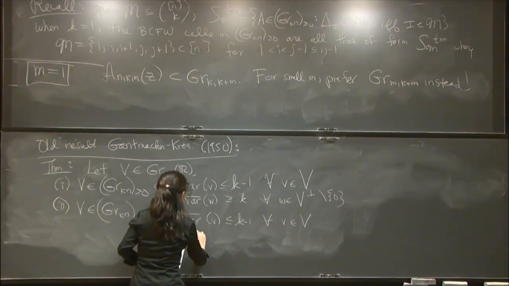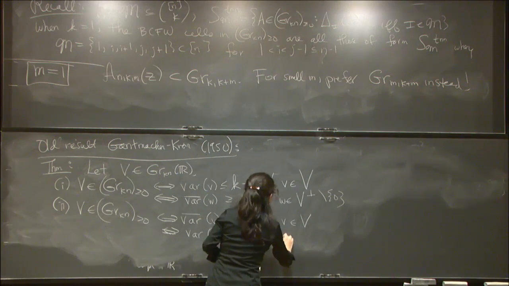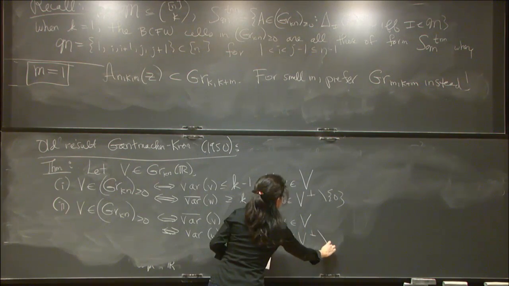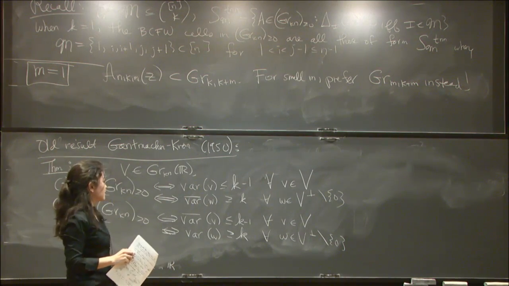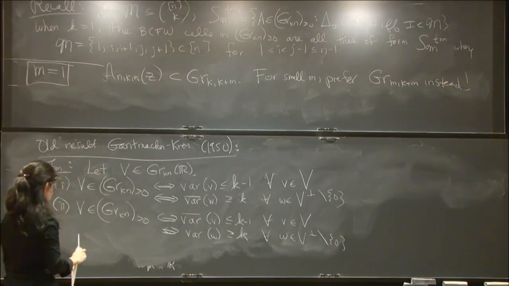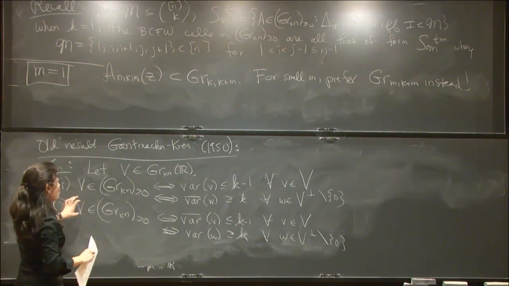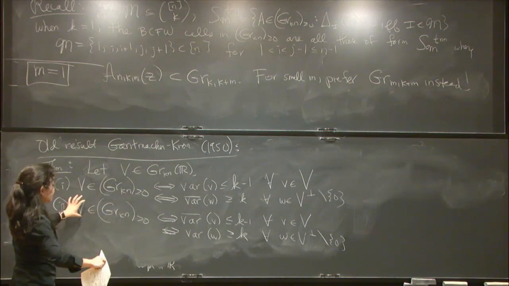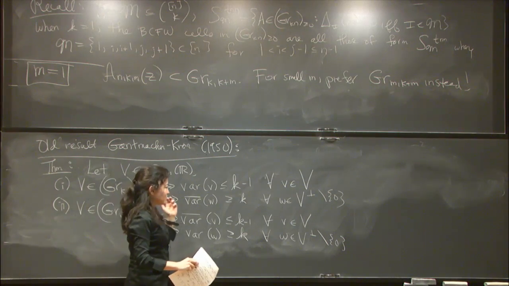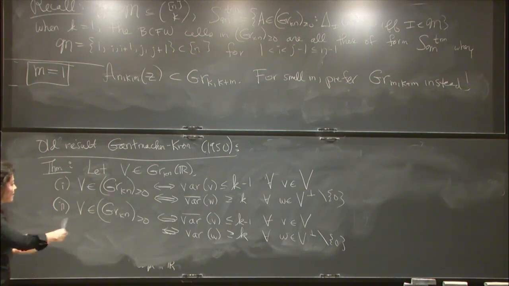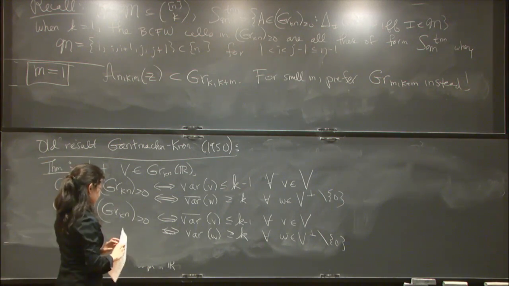And if and only if var of W is at least K for all W in V perp, take away 0. So when you say for all V in capital V, do you mean in the vector space or just in the basis of that vector space? It really means you have to run over all vectors in that vector space. So it's tricky. In one direction it's not so easy to check. Or rather, if you find a bad vector, then it gives a good check that you're not lying in there.